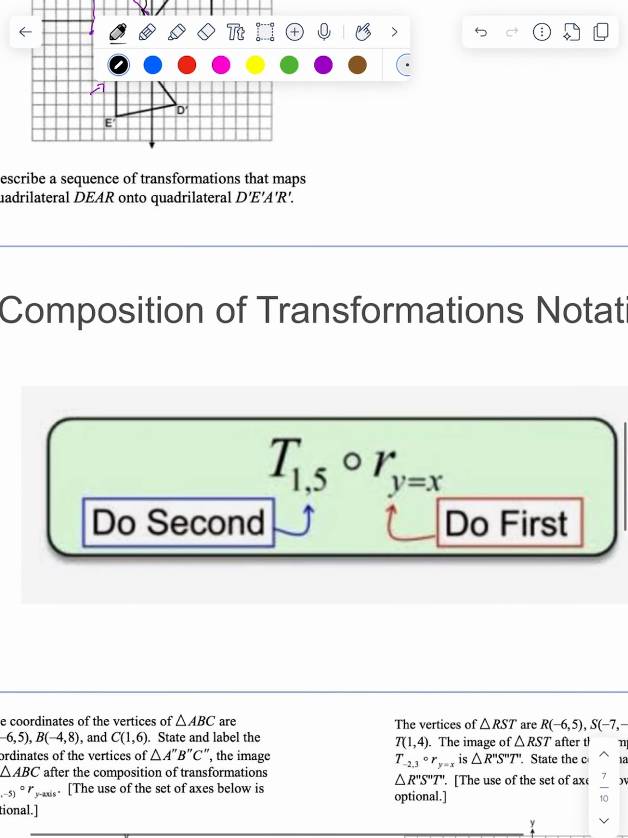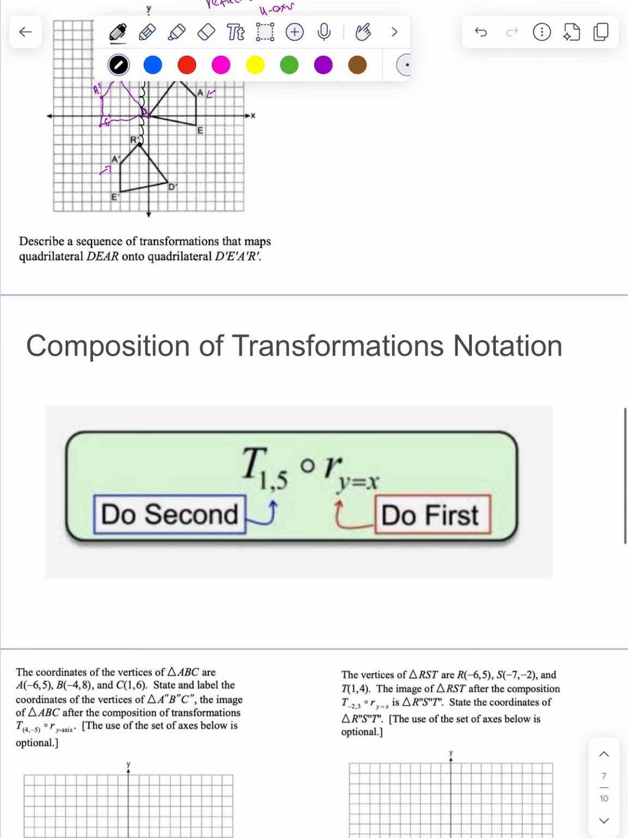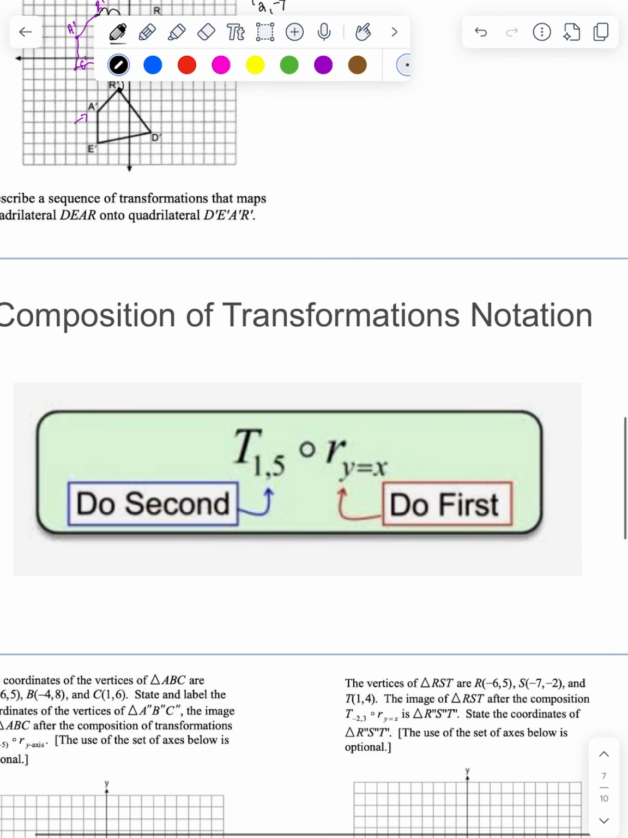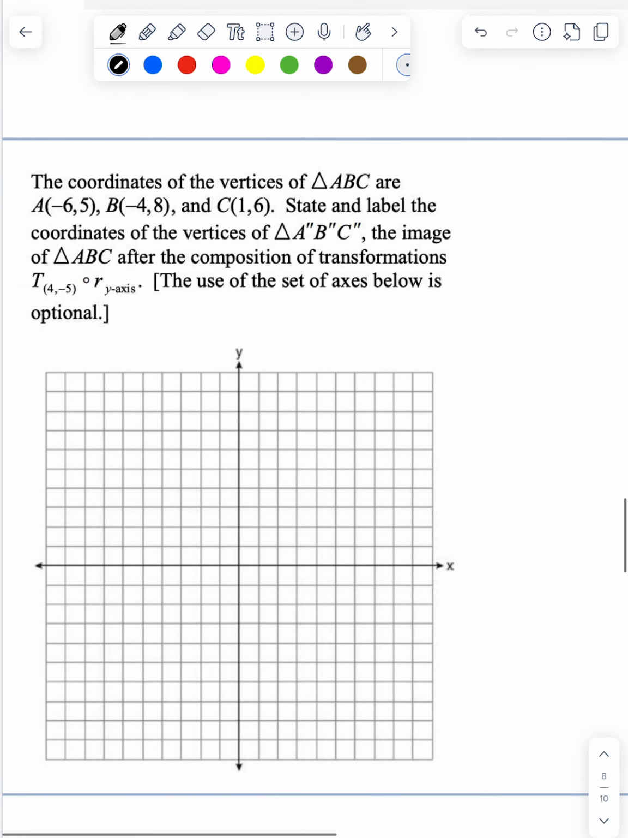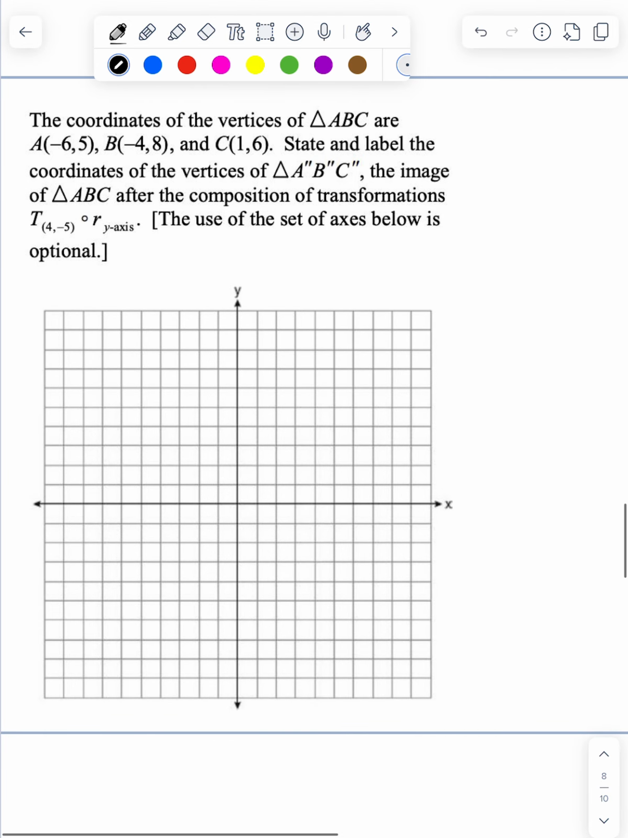Sometimes you might see some notation for a composition of transformations. When you see that circle, whatever you see on the right is the transformation that happens first, followed by the transformation that you see on the left. You kind of read it backwards. Let's take a look at one together where we see this notation.